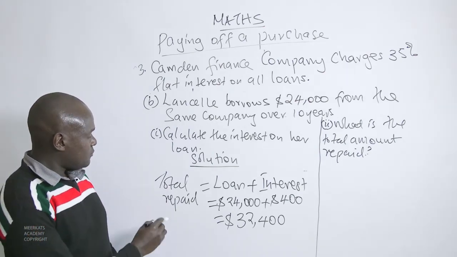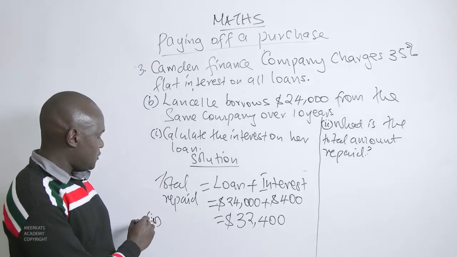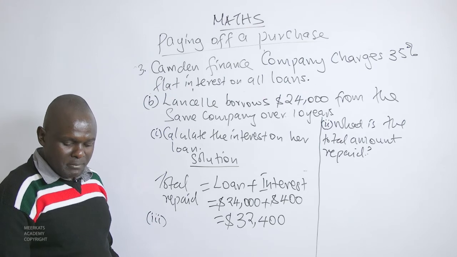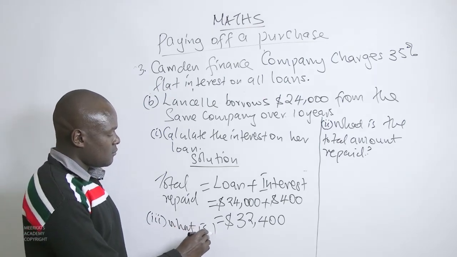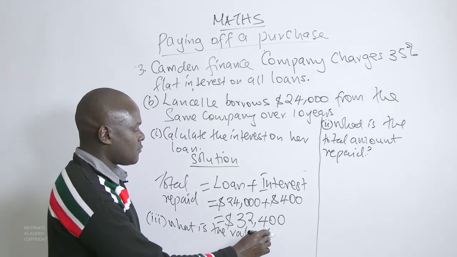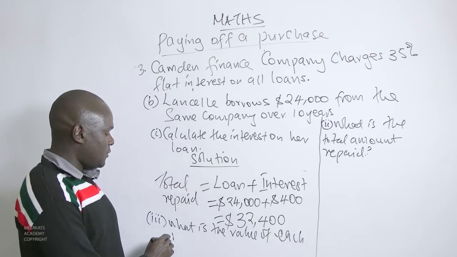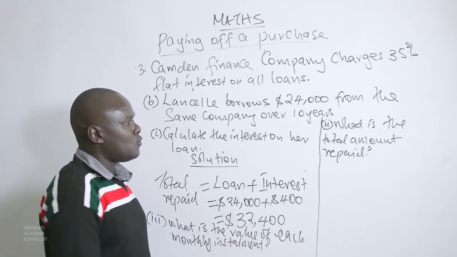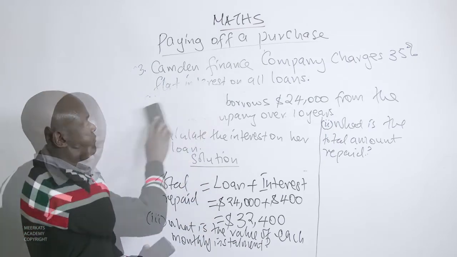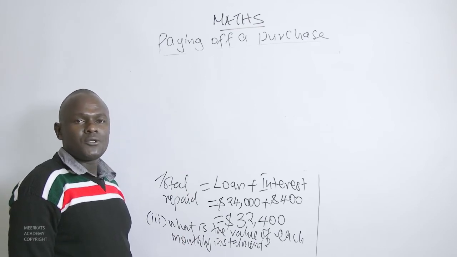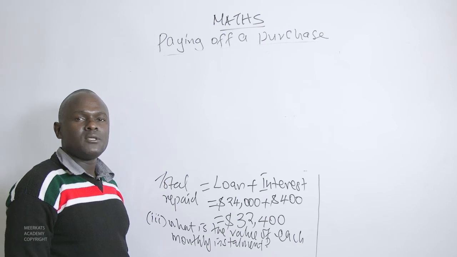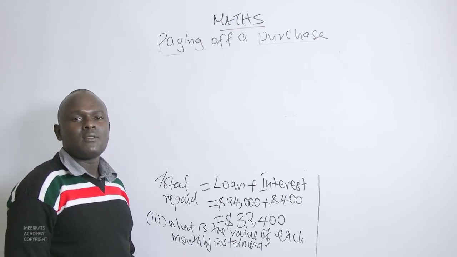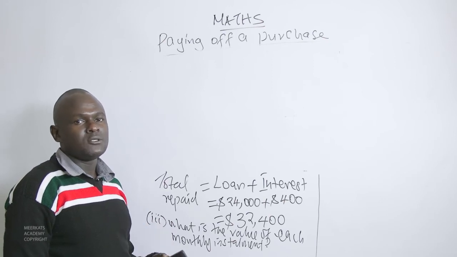And the last question on this should be Roman 3. What is the value of each monthly installment? Just like in the first part of the question, for us to get the value of each monthly installment, we are going to take the total amount that was repaid, then we divide by the number of installments that are made for us to get the value of each installment.